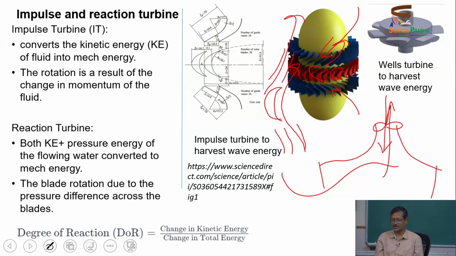Another turbine is called the Wells turbine. Wells turbine blades, you can see on the topmost right side, have airfoils of the blades that are symmetric airfoils.